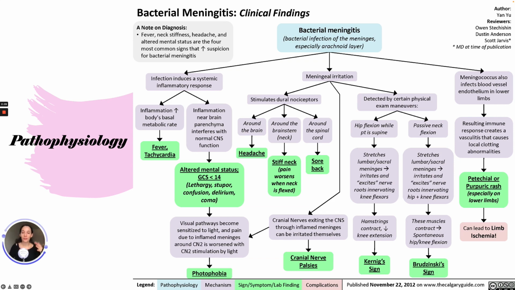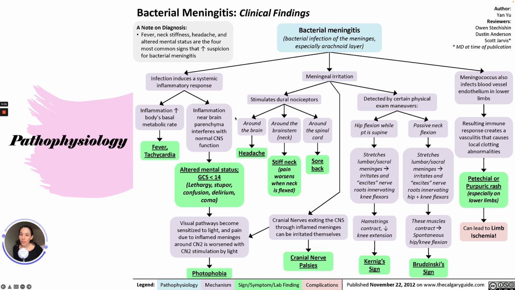As you know, if you've seen my other videos, I love these charts because they put everything on a nice one-page summary. We can see the blue is the pathophysiology. We have our bacterial meningitis, which is a bacterial infection of the meninges. That's going to lead to different mechanisms, including an infection-induced systemic inflammatory response, which is going to increase the body's basal metabolic rate. So we'll see fever and tachycardia.